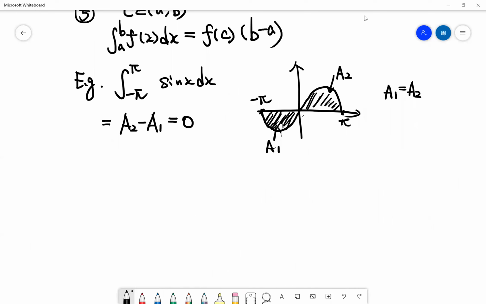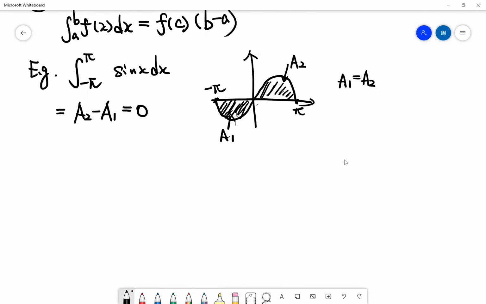And from this example, we can summarize 2 more properties for calculating definite integral. So number 6: if the function f of x is a continuous function on the interval from A to B, from minus A to A. So here I will use a symbol, that is f(x) in C of the closed interval from A to B.